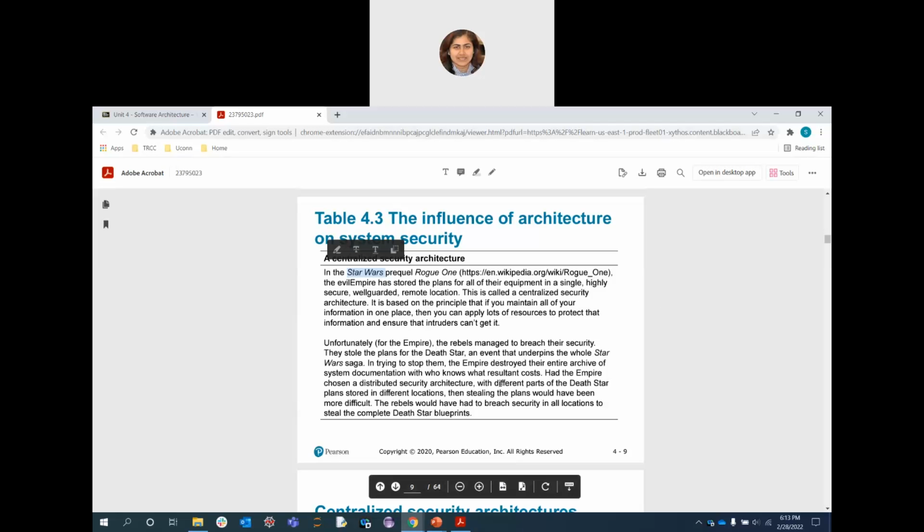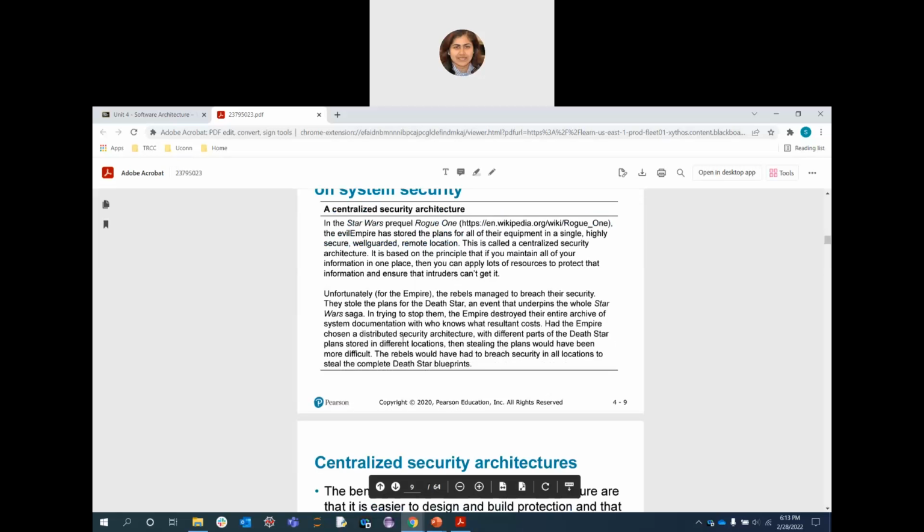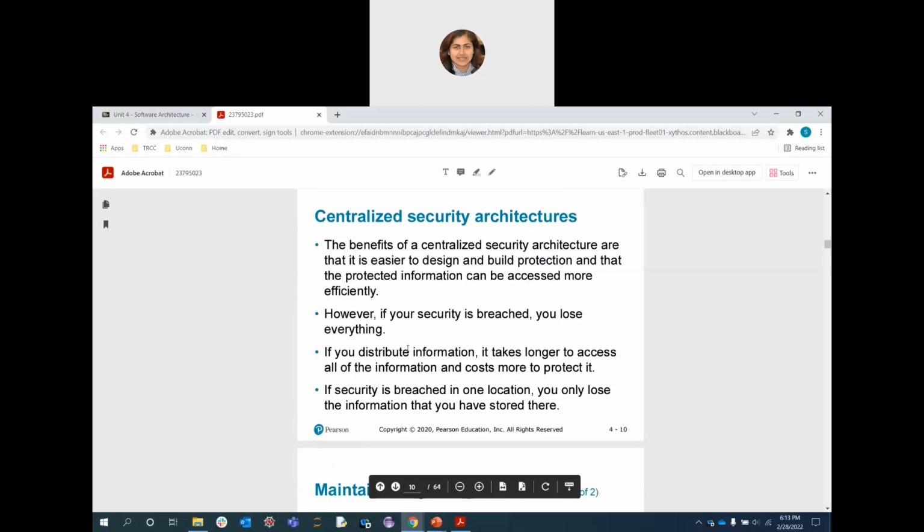So if your security is breached or compromised in one location, you will lose only the information that you have stored there. So based on the situation, you have to consider where you can use a centralized security architecture and where you can adopt a distributed security architecture. More explanation is provided in this slide, and also the related information in the book as well.